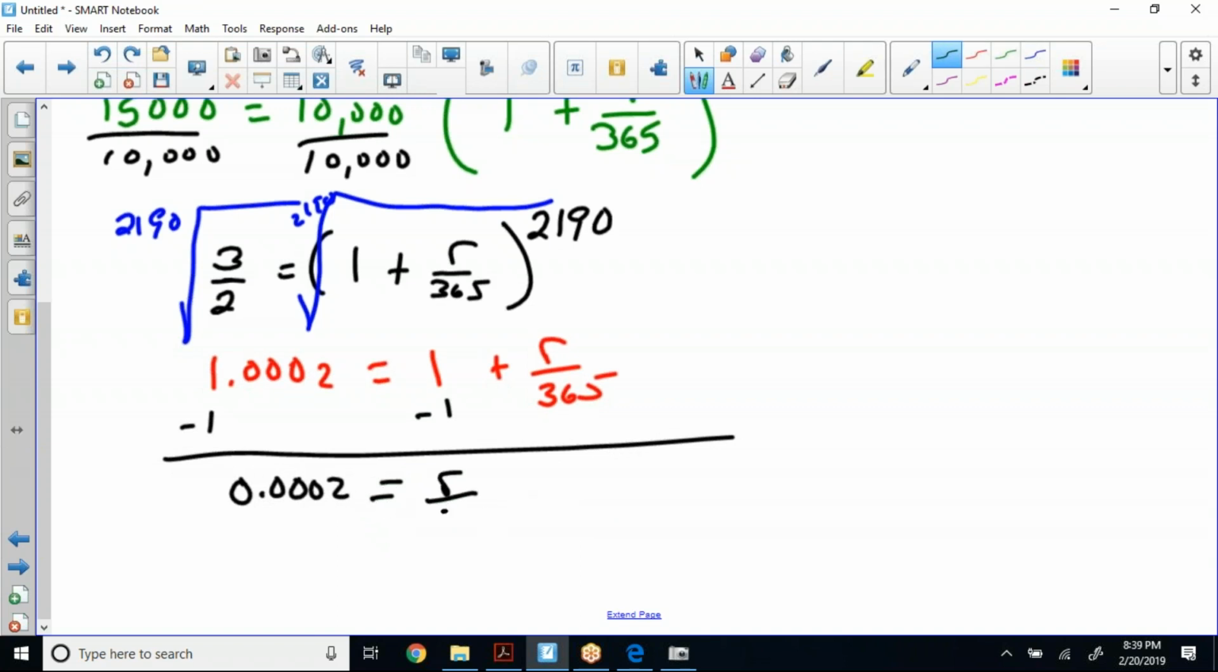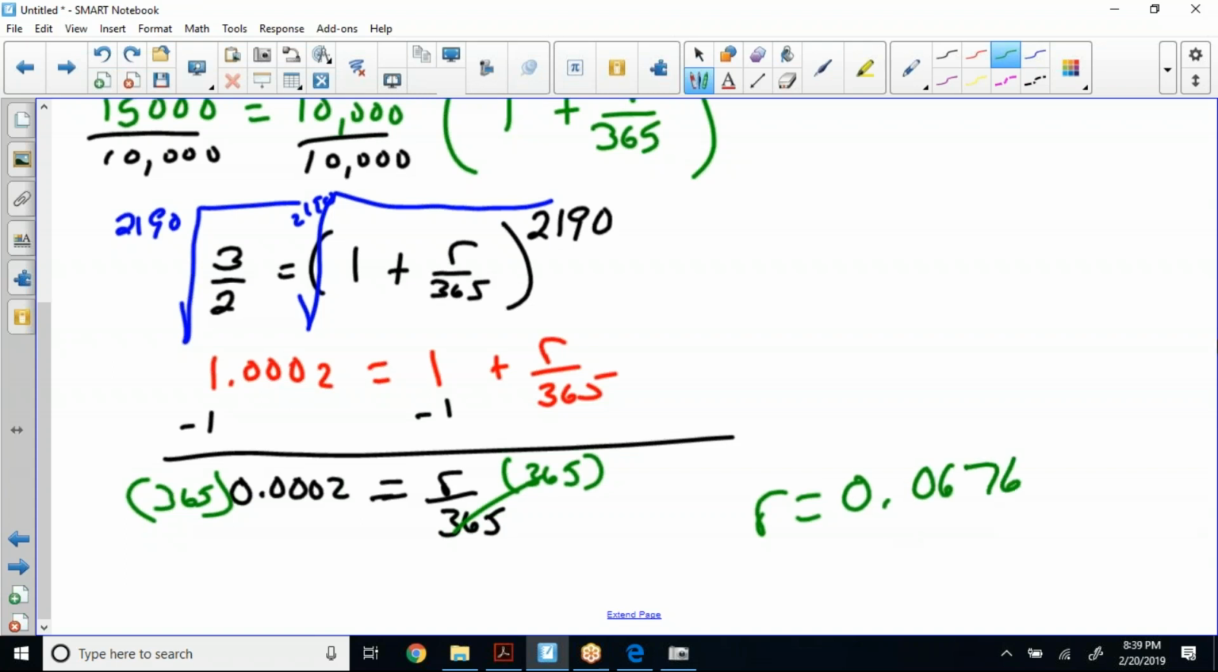That's equal to R over 365. Let me just multiply both sides by 365, and that's going to cancel. R equals 365 times that. Let's see. So, guys, that's 0.0676. And if I move it 2 places, that would be 6.76%. So you would have to get 6.76%, period. Okay.